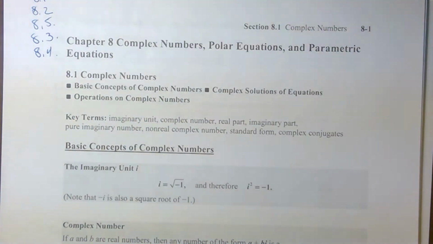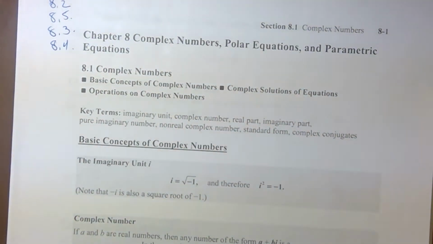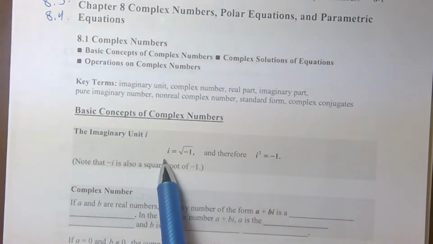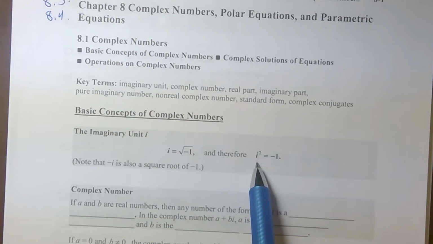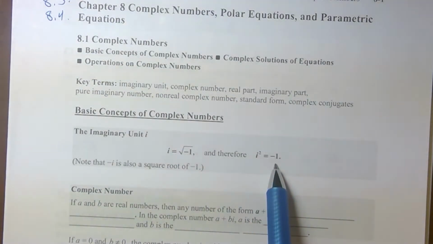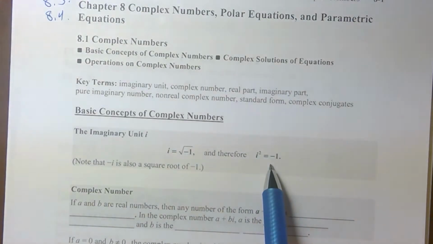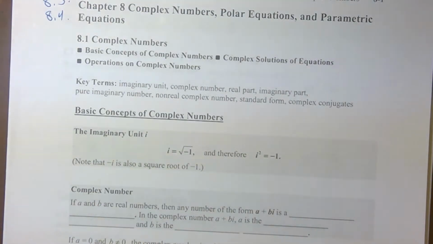By definition, our imaginary number i is the square root of -1, which means that if I square both sides of this equation, i squared is equal to -1. We will never leave an i squared. We always rewrite it as -1.